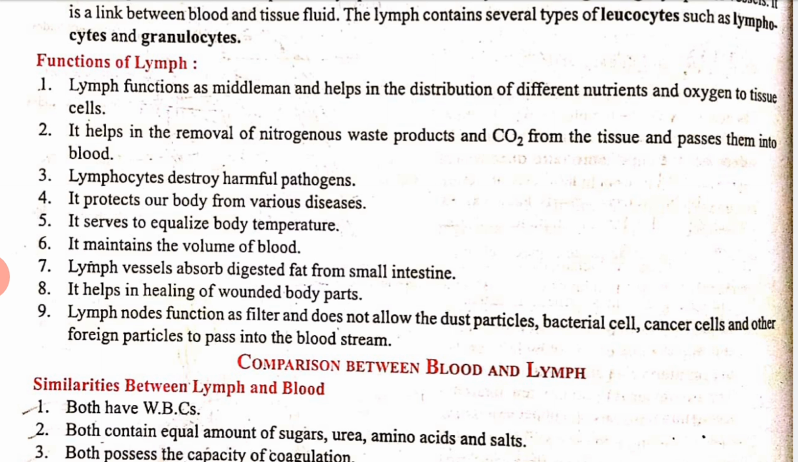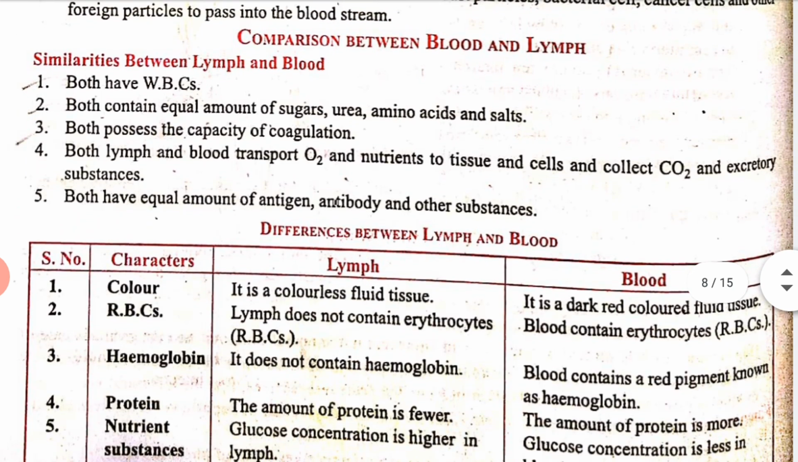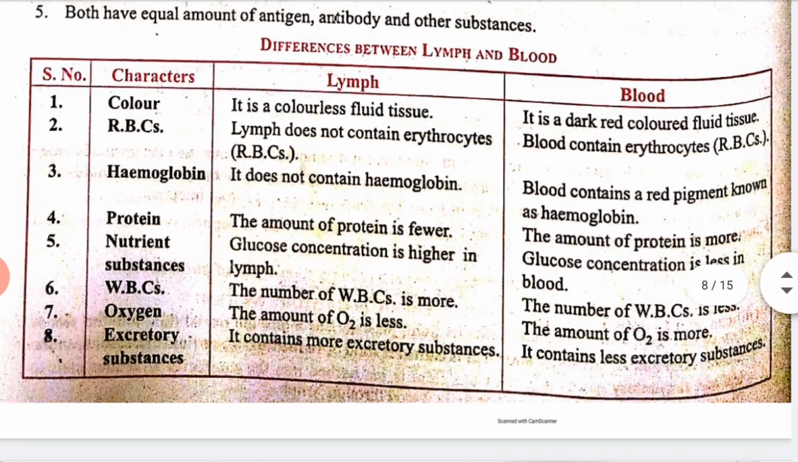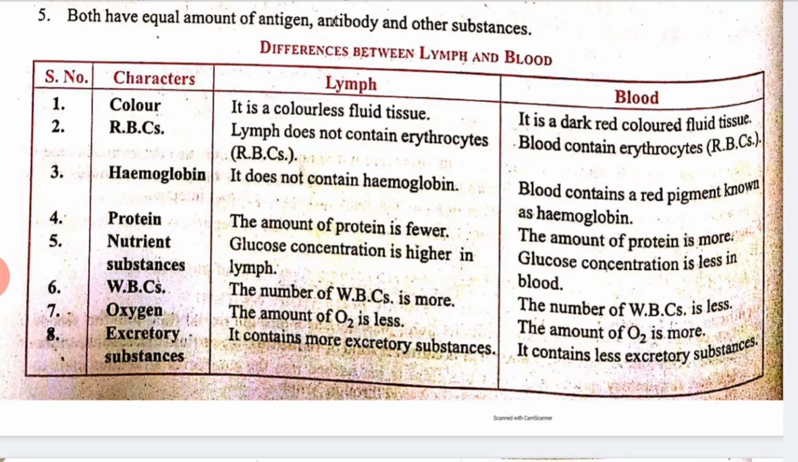Now, comparison between lymph and blood. When we see the similarities between lymph and blood, both have WBCs, both contain equal amounts of sugar, urea, amino acids and salt, and both possess the capacity of coagulation. So in this way they are similar. But you can see again here the differences between lymph and blood are given, the characters and the differences between them.